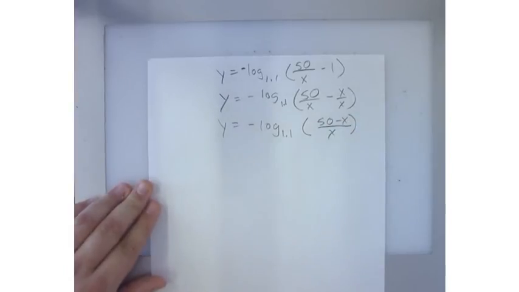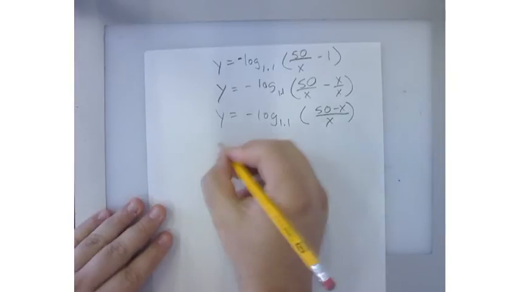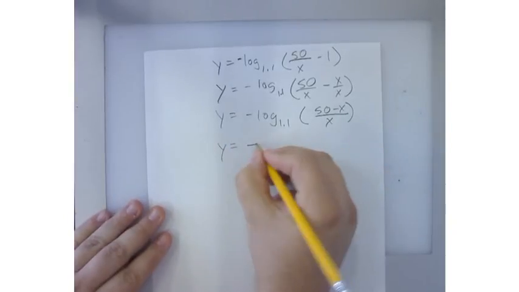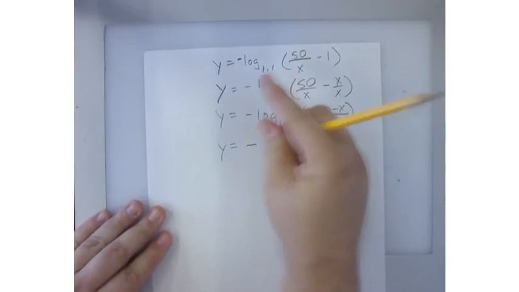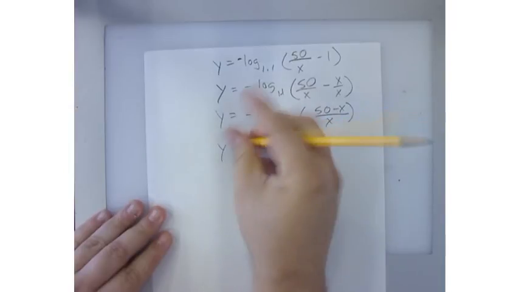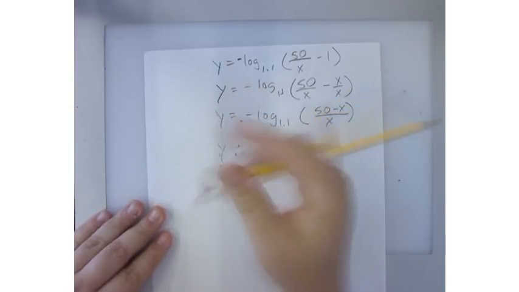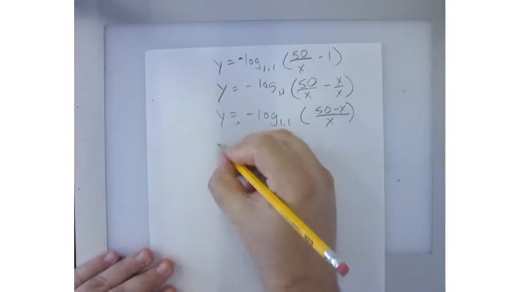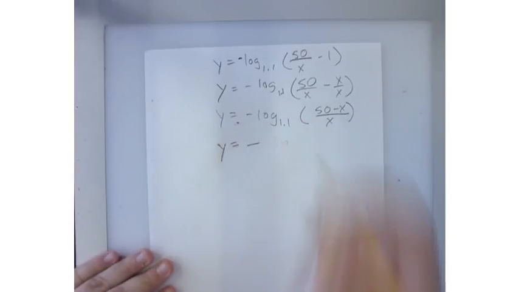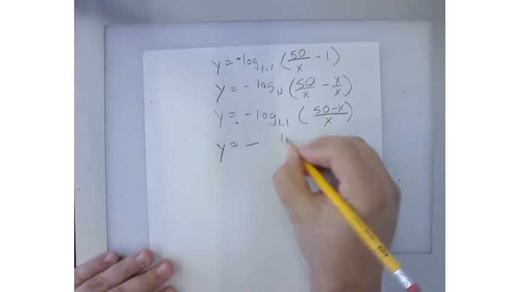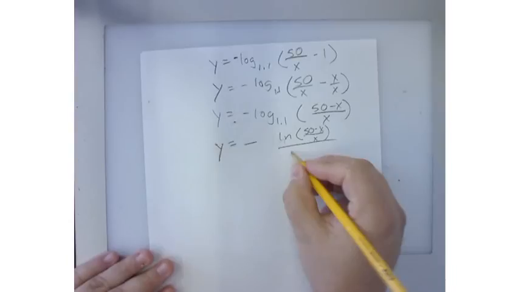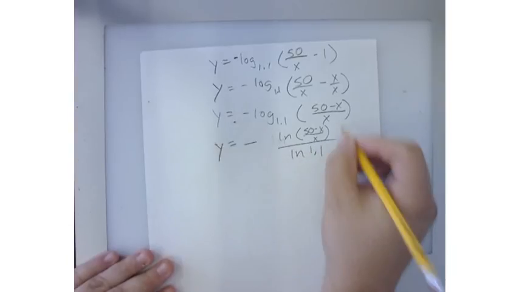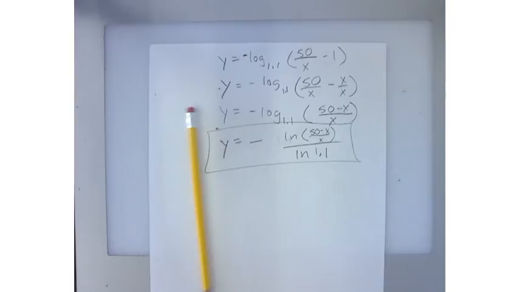Now, how would I graph that in the calculator? In order to graph it in the calculator, I would have to have the negative, and then I could say the natural log of 50 minus x over x, all over the natural log of 1.1. That's simplifying it.